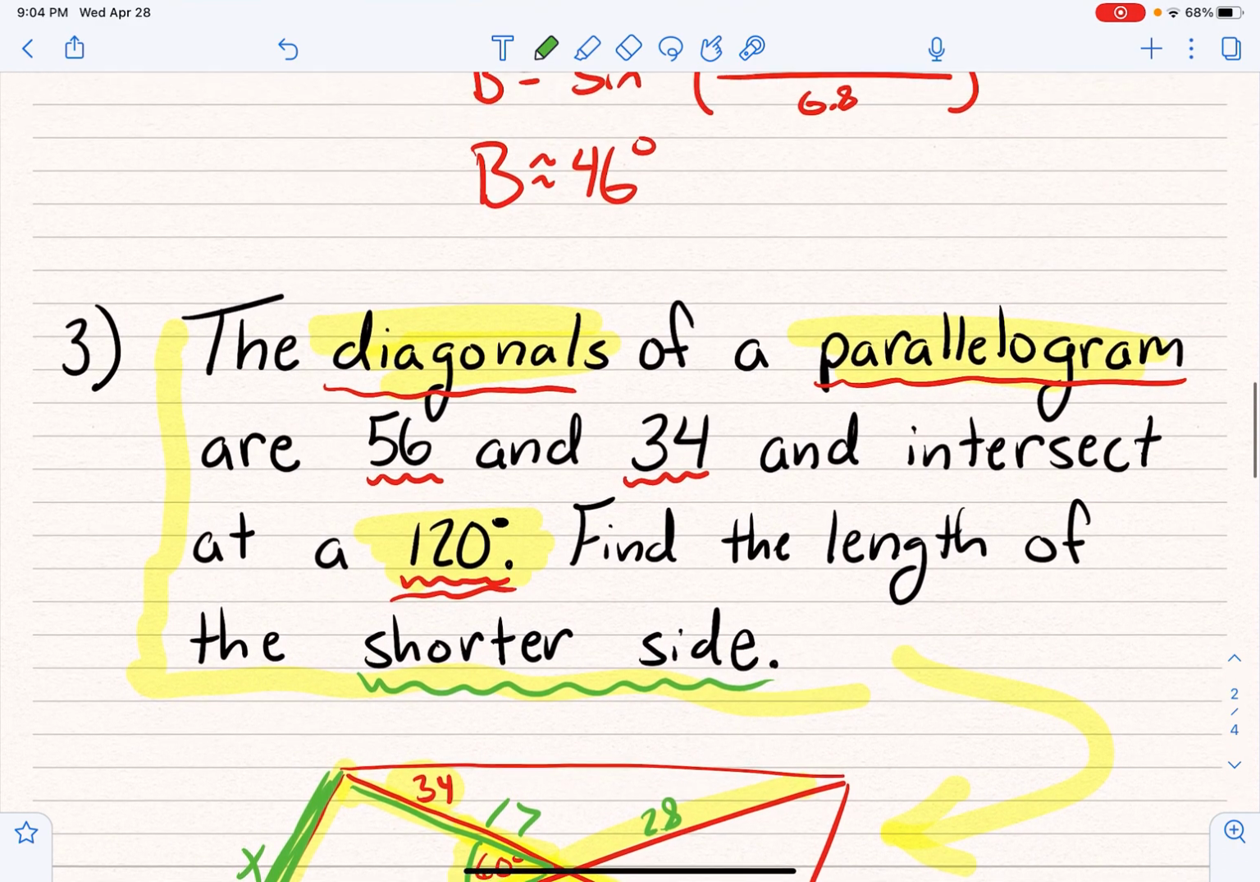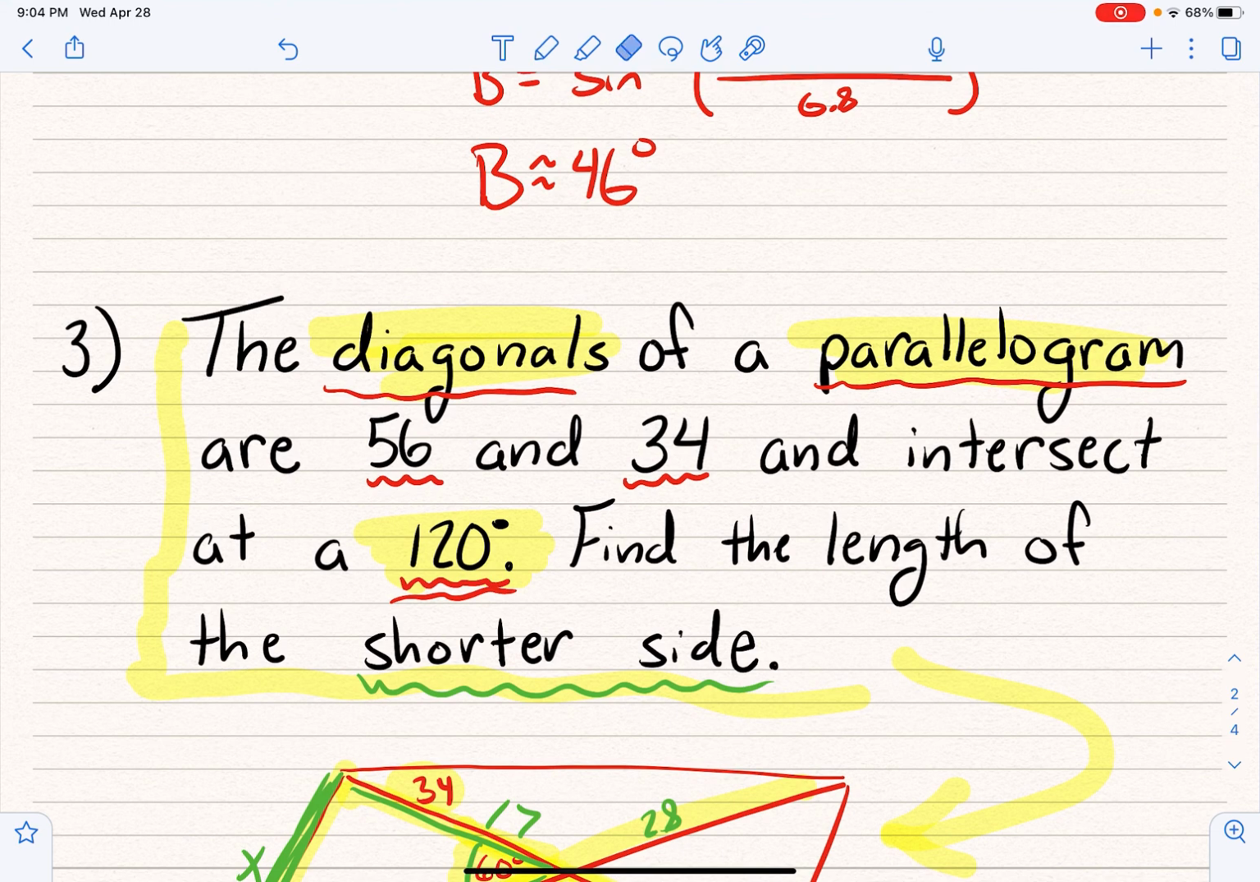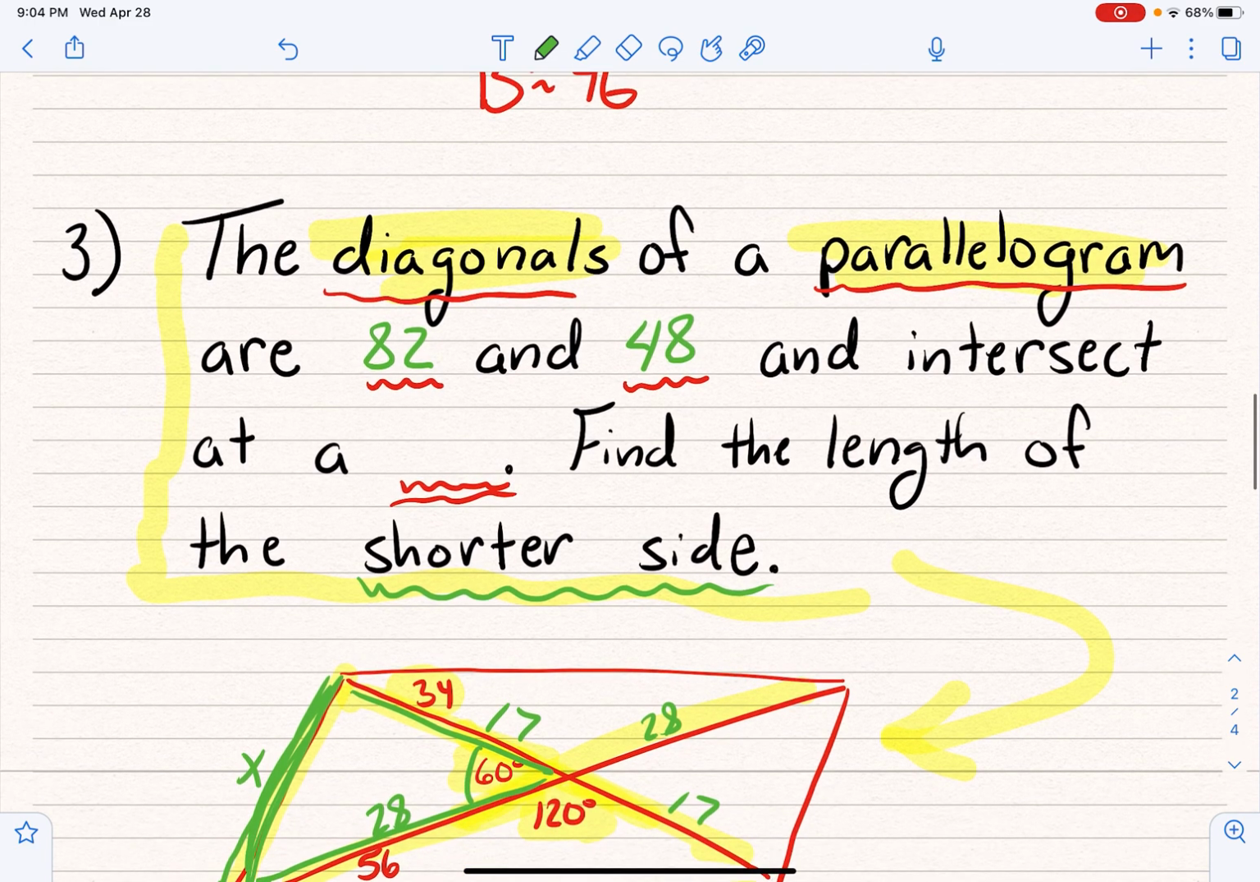So what I'm going to do now is change some numbers, and I want you to try the exact same problem. We're going to take out the 56, the 34, and the 120, and change this up. We're going to say that the diagonals this time, one of them is 82 inches long, feet long, meters long, centimeters long, and the other one is, let's make it 48. And the angle between them is 135 degrees. This time, go ahead and find the shorter side. It's going to help if you draw a picture to start, so that you can figure out where everything goes.